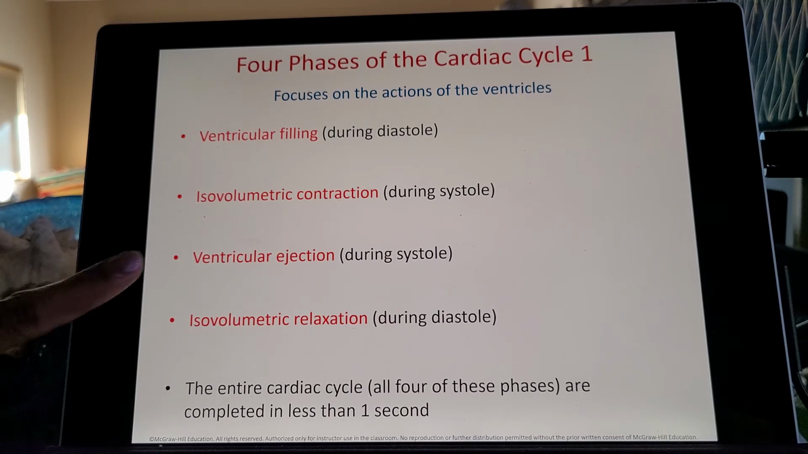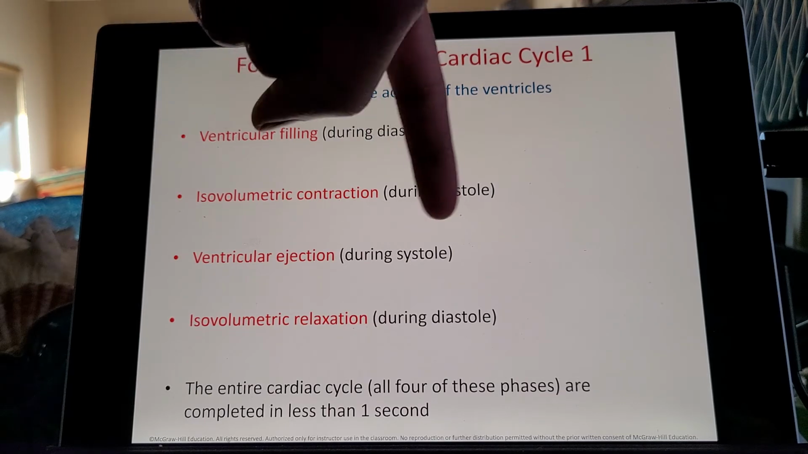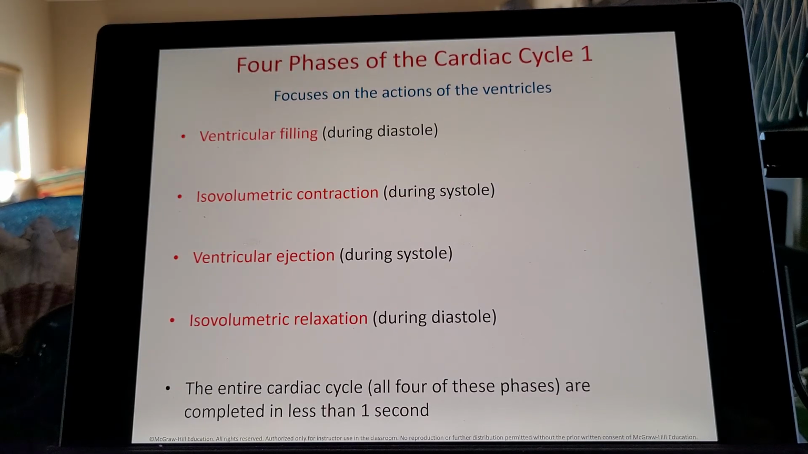through those. Ventricular ejection. So the contraction of our ventricle muscle, our systole, is enough to create that pressure gradient. So we have decreased the volume in the ventricles, we have increased the pressure in the ventricles, so the blood is going to flow down its pressure gradient into our pulmonary trunk and our aorta, being ejected out of our ventricles. And then our last one is isovolumetric relaxation.